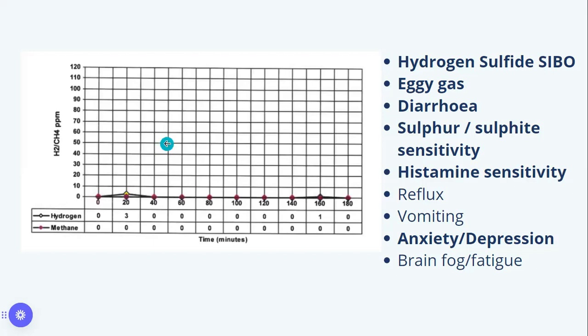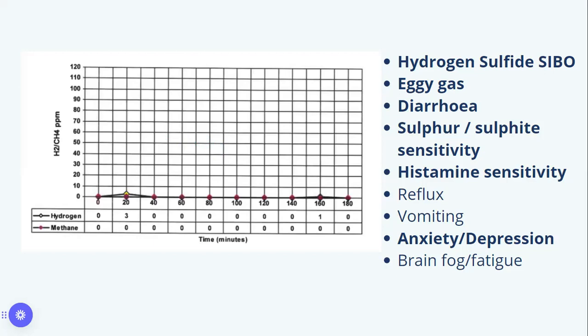And then histamine sensitivity would be another big sign that it could be hydrogen sulfide SIBO, that prickly rash, that pain alongside it, and just feeling like you can't breathe, or that your nose is constantly running, or that you react to every food under the sun. And that would be another sign of hydrogen sulfide SIBO.